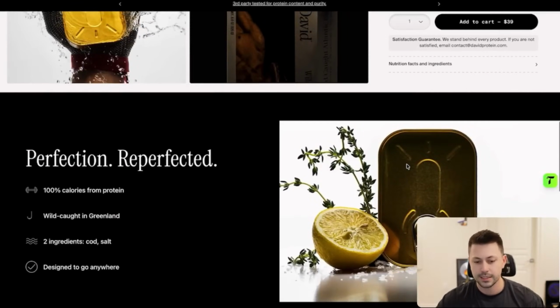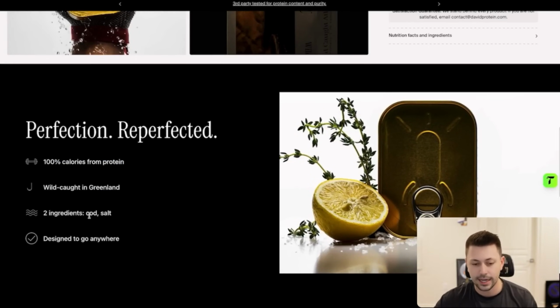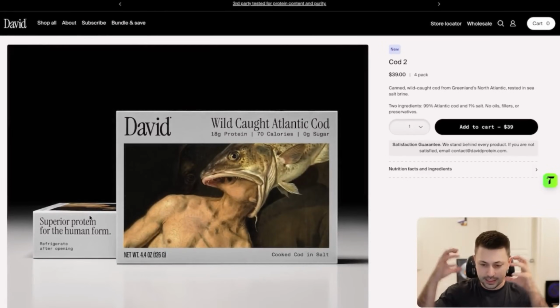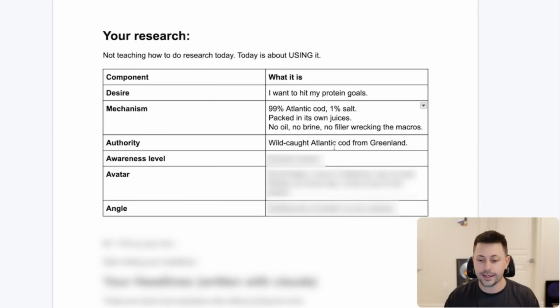Their mechanism is essentially just perfected protein, right? 100% of calories, wild caught in Greenland, which you'll notice is actually more of an authority than anything else. But at the end of the day, this is their mechanism, right? They have this canned, portable protein source that is highly, highly dense protein. Now, the authority is, again, wild caught Atlantic cod from Greenland.